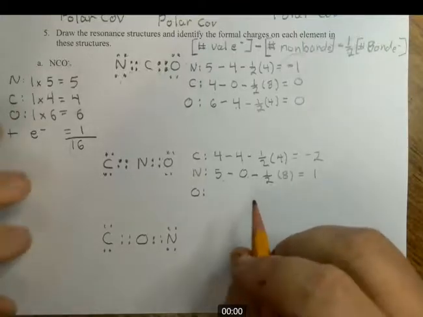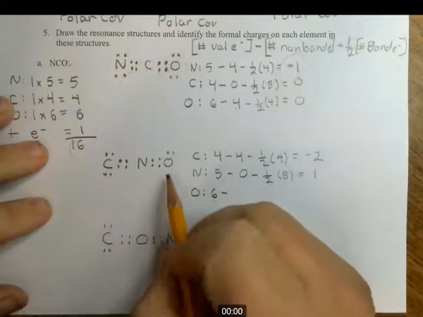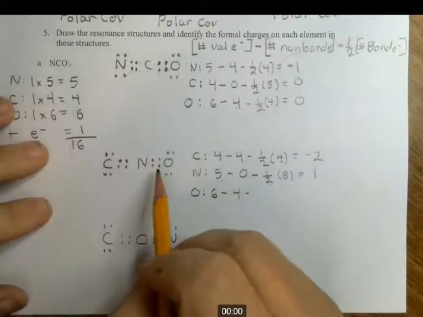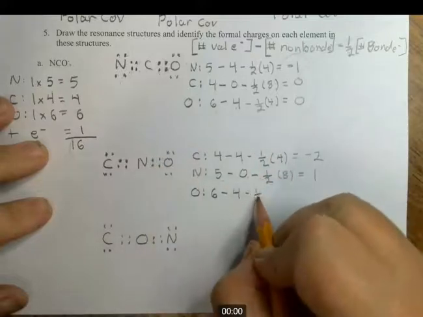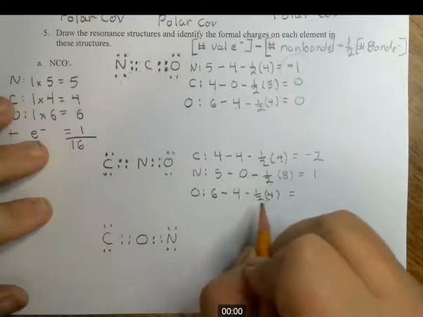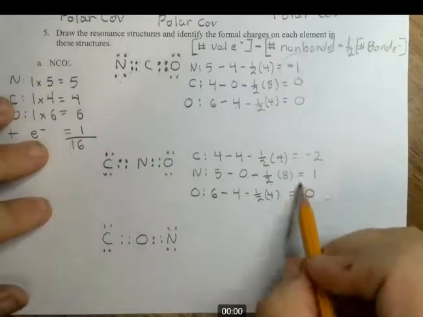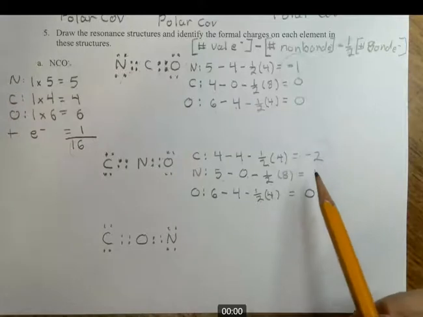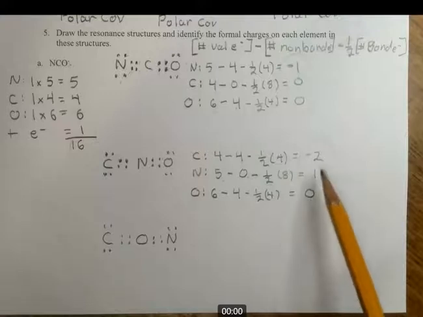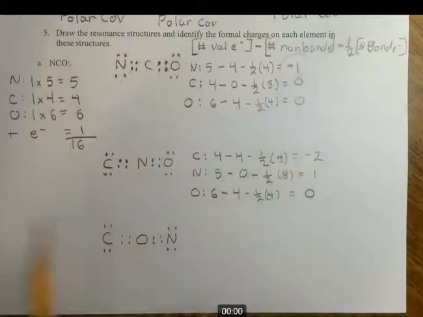Okay, so oxygen, and we have 6 for oxygen. Minus, oxygen has 1, 2, 3, 4 non-bonding electrons. And then it has 1, 2, 3, 4 bonding, so it's half of those 4. And that equals 6 minus 4 is 2, and half of 4 is also 2, so 2 minus 2 is 0. So these are the 3 numbers we get here. You'll notice that they still add up to -1. If they don't, you made a mistake in here somewhere. They have to. But which set looks closer to 0? This one does. It's got 2 zeros and a -1.